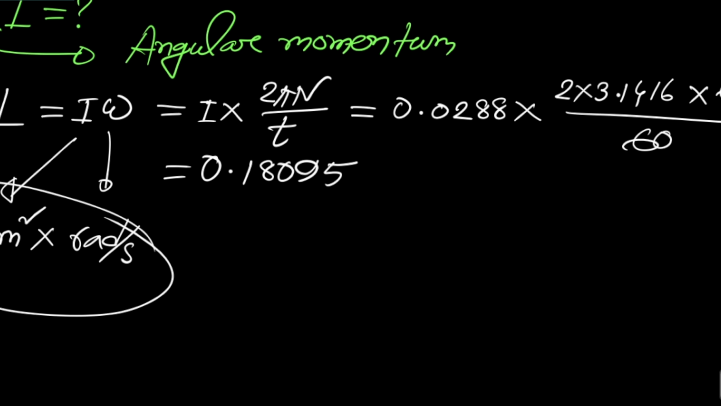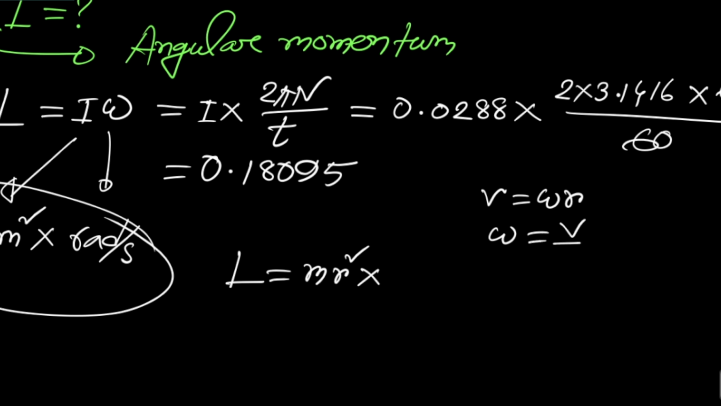So this is the unit of angular momentum. Another form of angular momentum is, we also know this equation: I means m r square, and for omega, we know v is equal to omega r, so omega will be v divided by r. If we put the value here, another equation of angular momentum will be mvr.